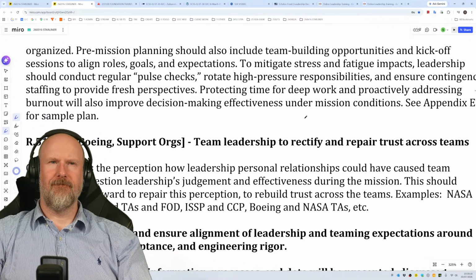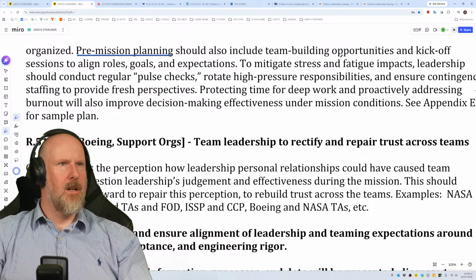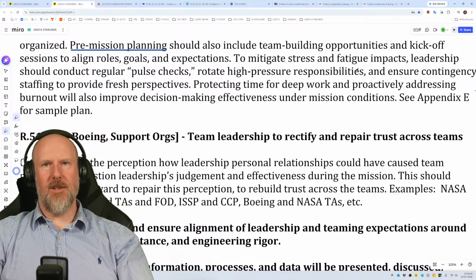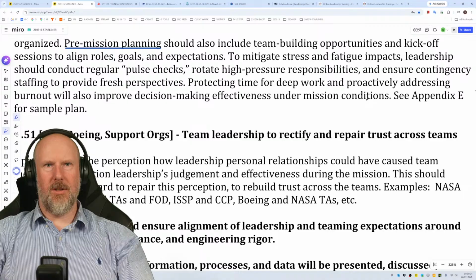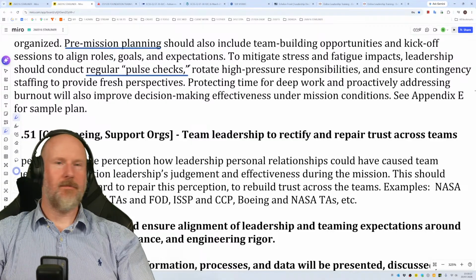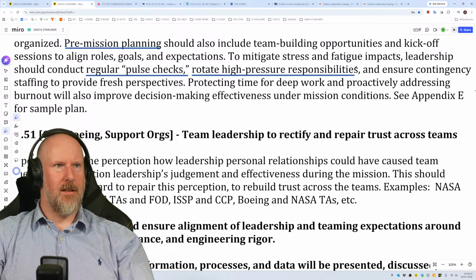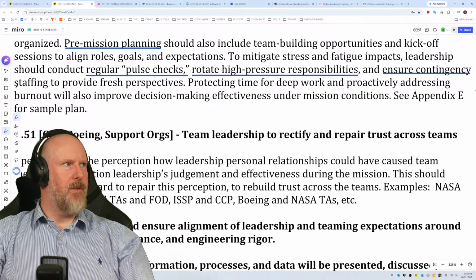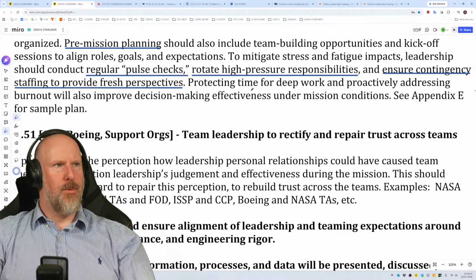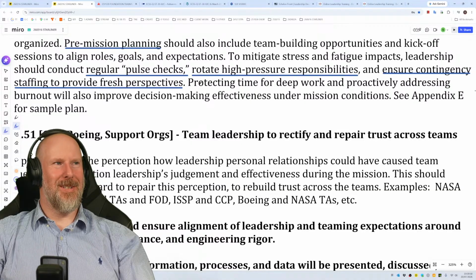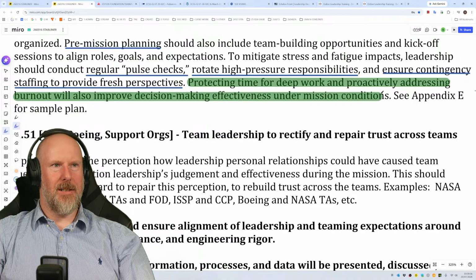Pre-mission planning should also include team building opportunities and kick-off sessions to align roles, goals, and expectations to mitigate stress and fatigue impacts. Leadership should conduct regular pulse checks, that type of feedback. Rotate high-pressure responsibilities. Yeah, I think that's interesting. And ensure contingency staffing to provide fresh perspectives. Protecting time for deep work. Oh God, yeah, that is so important. And proactively addressing burnout will also improve decision-making effectiveness under mission conditions.